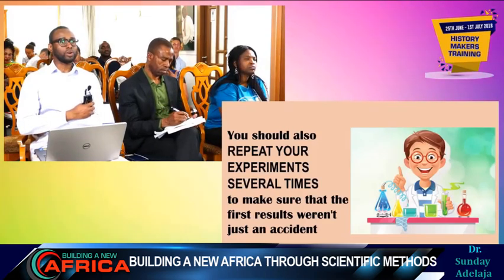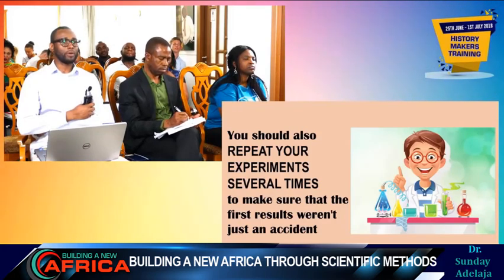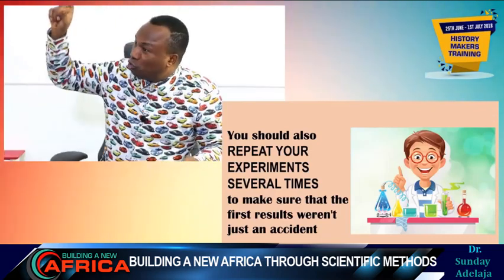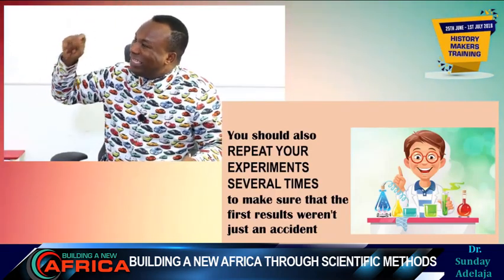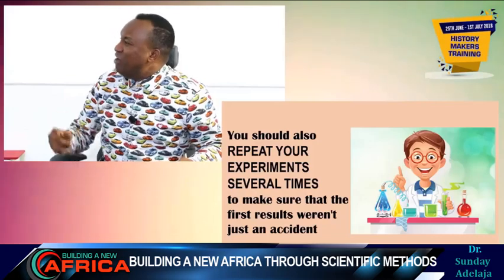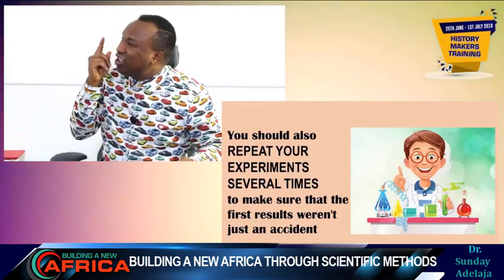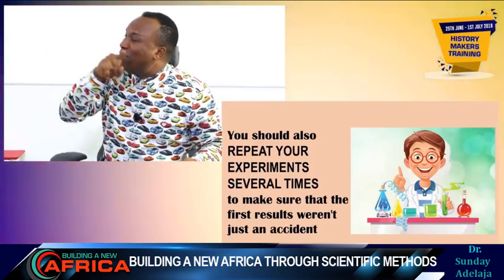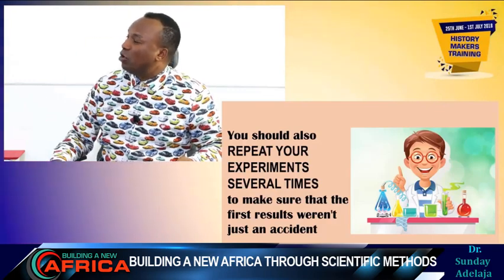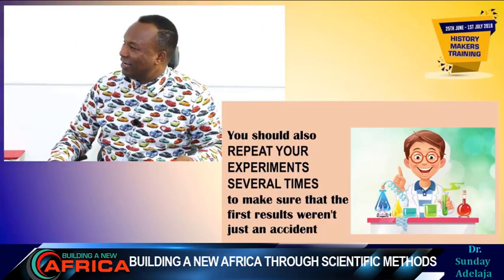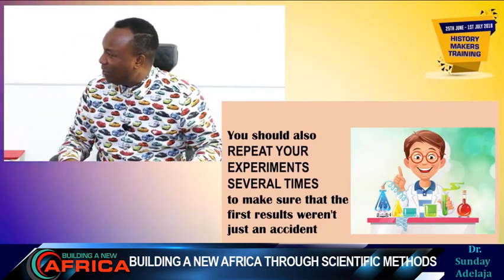You should also repeat your experiment several times to make sure that the first result wasn't just an accident. When you do the same steps, you have to keep on getting the same result. If the result changes in one, it means you have made a mistake. You have to start all over again. That is the advantage of the scientific method.